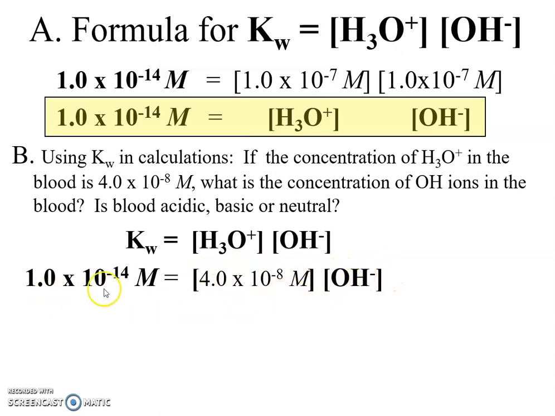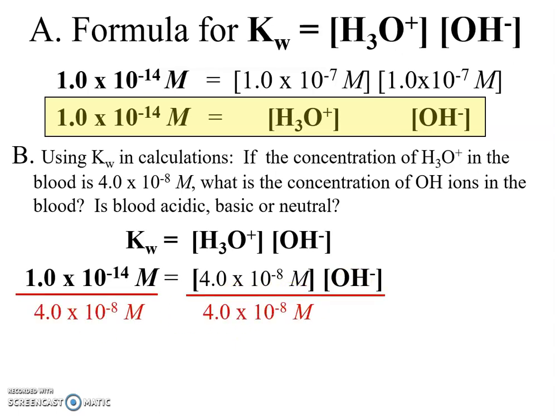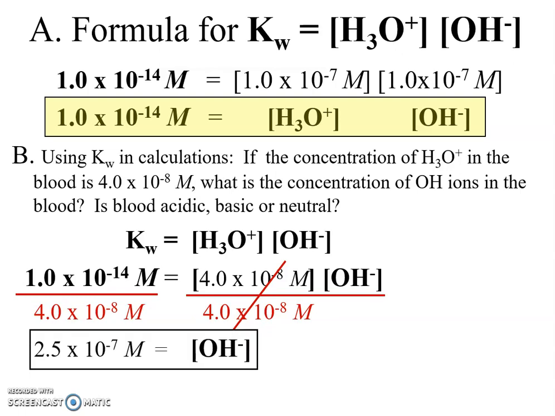Now the numbers are kind of weird. You got 1 times 10 to the and all this sort of thing. But all you're doing here is you're saying, well, how many OHs do I have? So I'm going to divide both sides by 4 times 10 to the minus 8. That cancels on the right side. So on the left side, I take 1 times 10 to the minus 14 divided by 4 times 10 to the minus 8, and I get 2.5 times 10 to the minus 7.